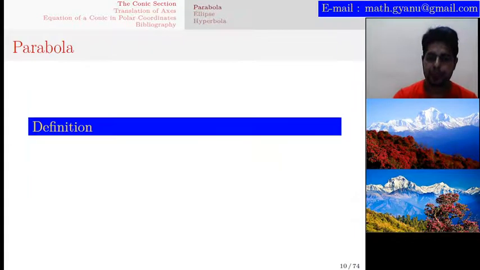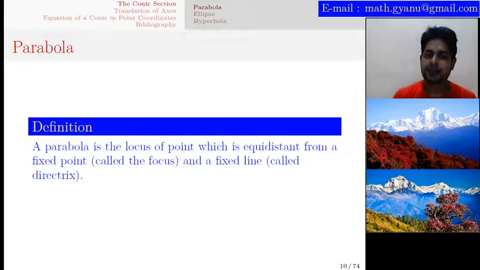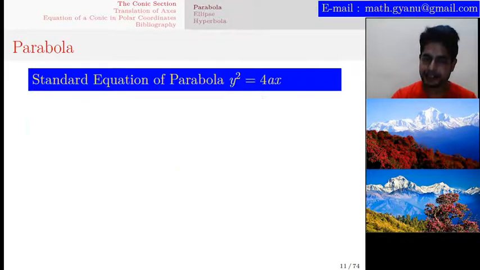First of all, we define the parabola, which is already familiar to you. In defining a conic, we stated that if eccentricity equals 1, then it is called a parabola. A parabola is the locus of a point which is equidistant from a fixed point called the focus and a fixed line called the directrix.